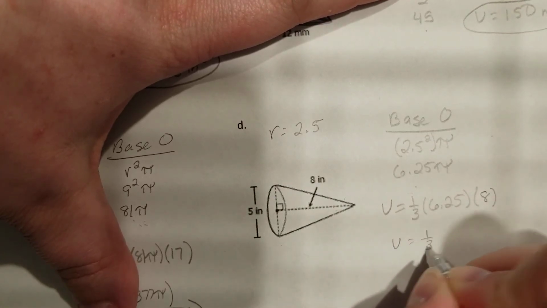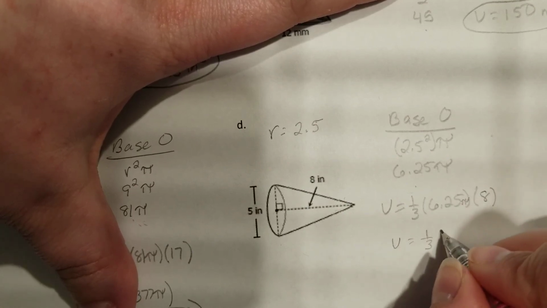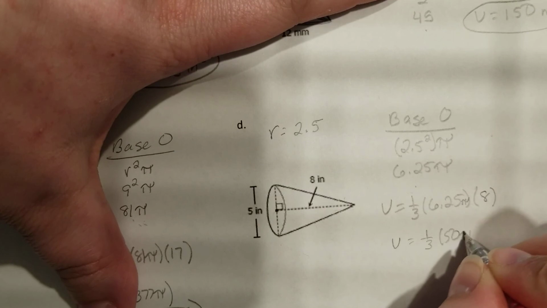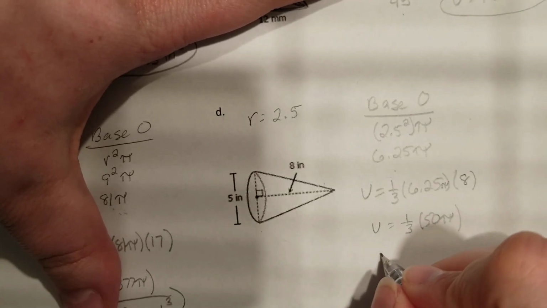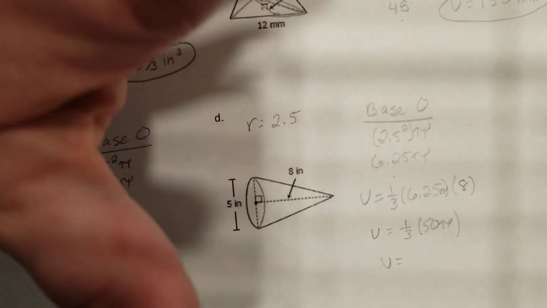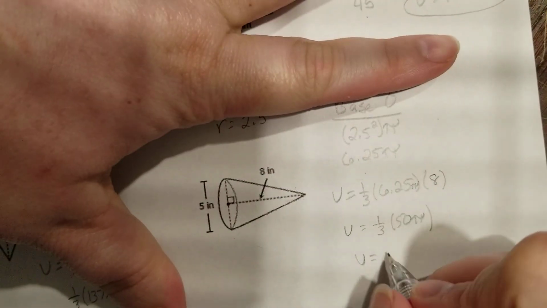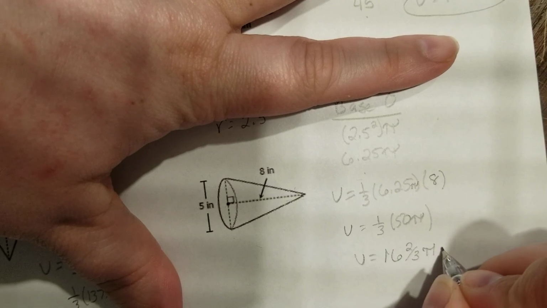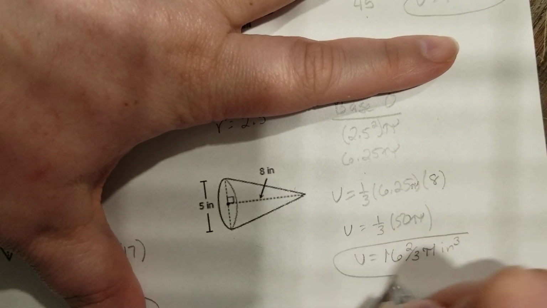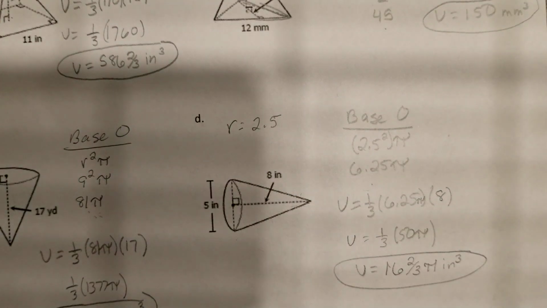So we have, nope, forgot our pi symbol there. So we have 1/3 times 50 pi. And divide by 3 or multiply by 1/3. And you get 16.666666 again. So we can just make this 16 2/3 pi inches cubed. And there we go. That is the volume of figures.